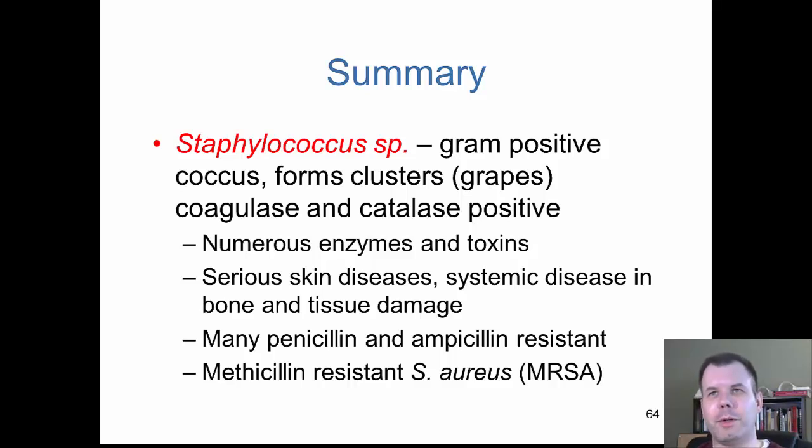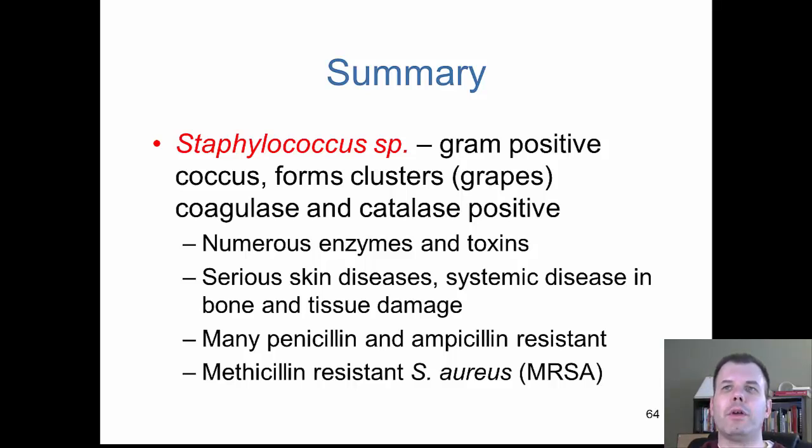Clotting of the plasma. Okay, Staphylococcus produces a lot of enzymes and toxins. It can cause a lot of serious skin infections, and can lead to some systemic diseases in the bone and tissues. Many of them are penicillin and ampicillin resistant. And again, we worry about the MRSA. MRSA is the methicillin resistant Staphylococcus aureus. So again, these guys with the big cell walls can cause problems.